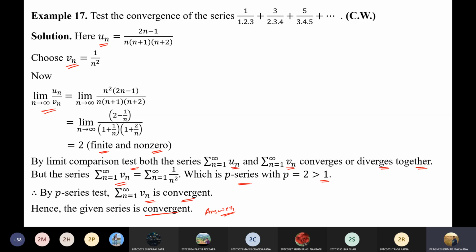Now any question in this example 17, anyone? Yes, sir. No, sir. So let us see the next example.